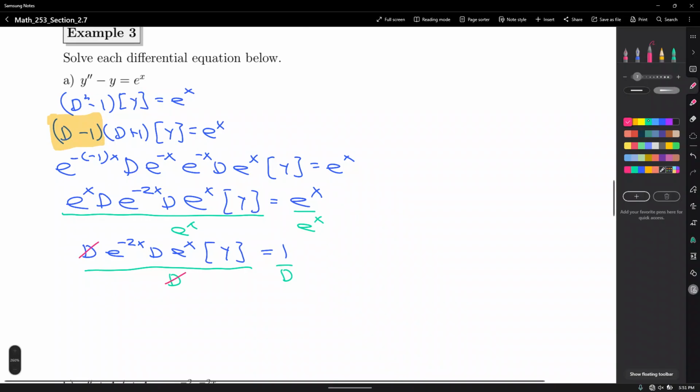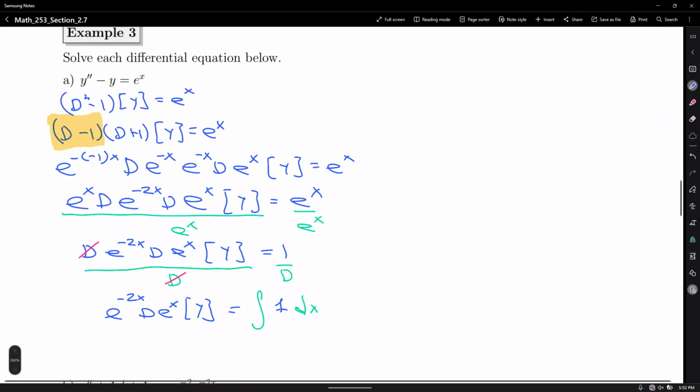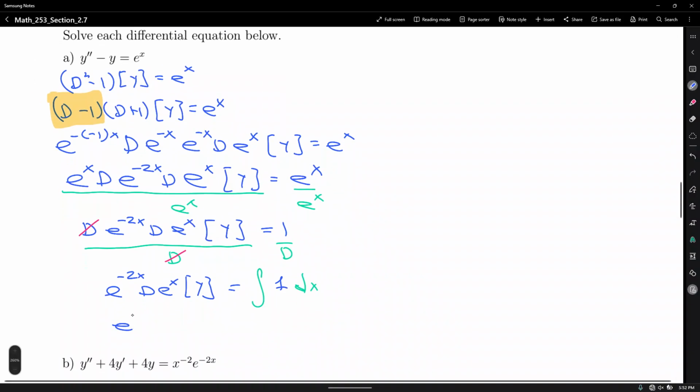So check. Eliminate the d's. Turn this 1 over d into e to the negative 2x d e to the x on y equals, so I'm going to use the same color green, the derivative in the denominator, which is the inverse, would be the integral with respect to x of the function 1. What's the integral of 1? Isn't that x? So this is e to the negative 2x d e to the x acting on y equals x.